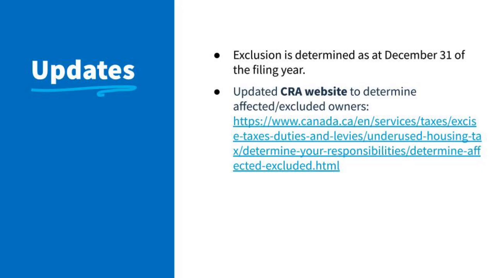The exclusion available is determined as at December 31st of the filing year to determine whether or not the owner is an affected owner for the purposes of the UHT filing. And you can check out CRA's updated website to determine whether or not your client is an affected or an excluded owner as well.